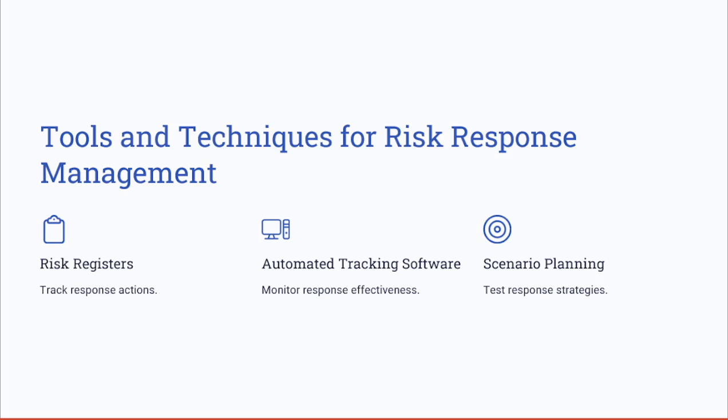The tools and techniques for risk response management. We talked about the risk register to track the response actions. Also, there's automated risk tracking software, which helps in response monitoring, as well as scenario planning, which helps test the response effectiveness. Technology can streamline the risk response execution, not like before. Before, you had to hire someone who takes care of all of these risks and keeps monitoring them closely. But nowadays, as technology has evolved, you can leverage tools like Jira or RiskWatch to help you monitor the risk in real time. Using these tools ensures faster decision making and reduces manual errors.